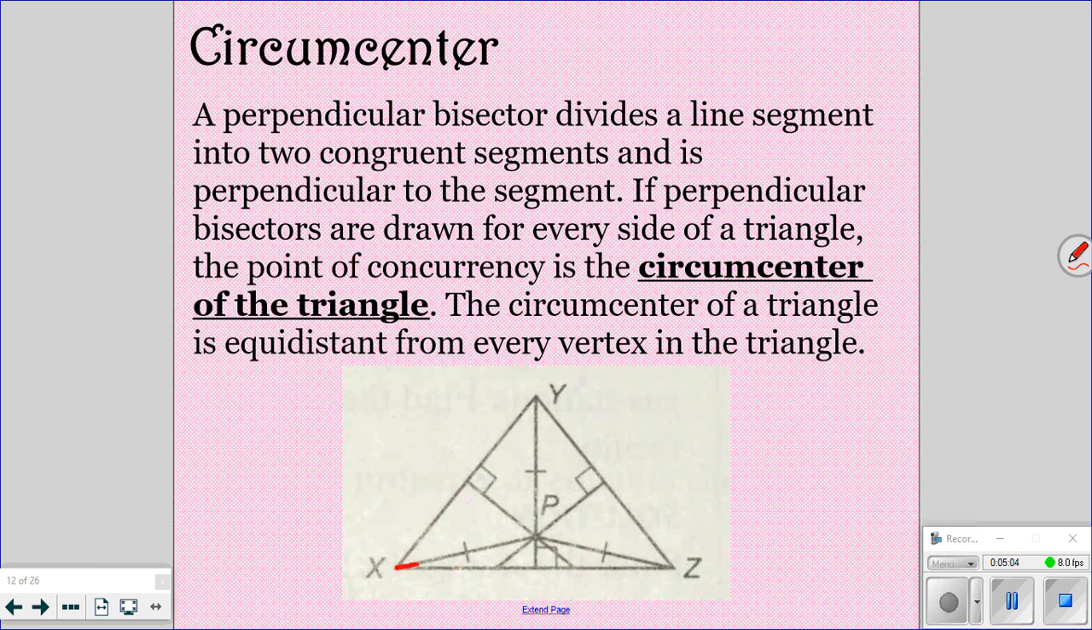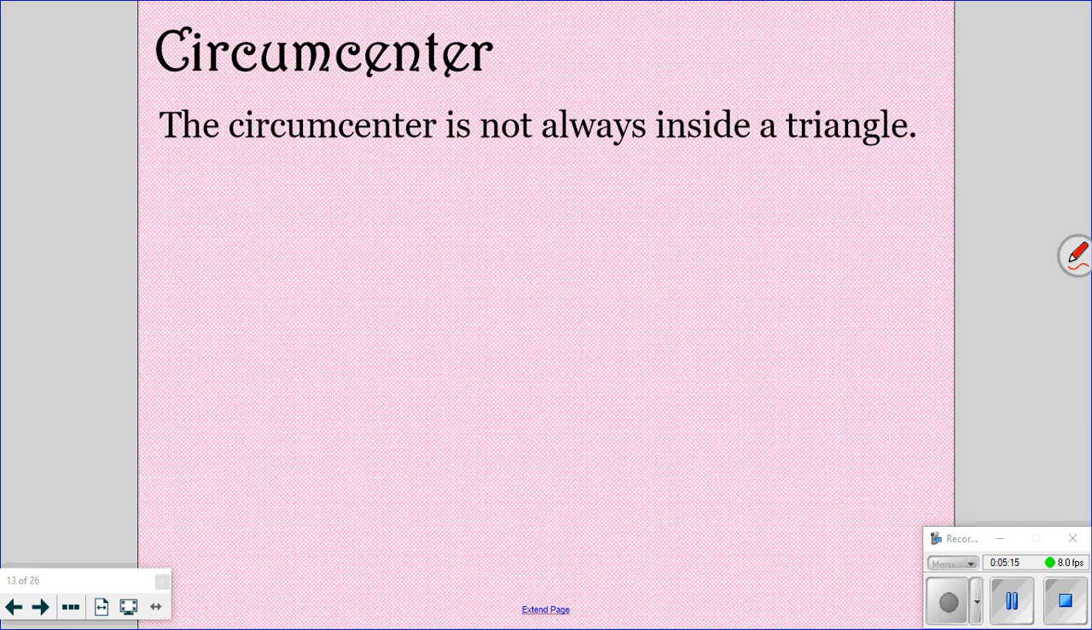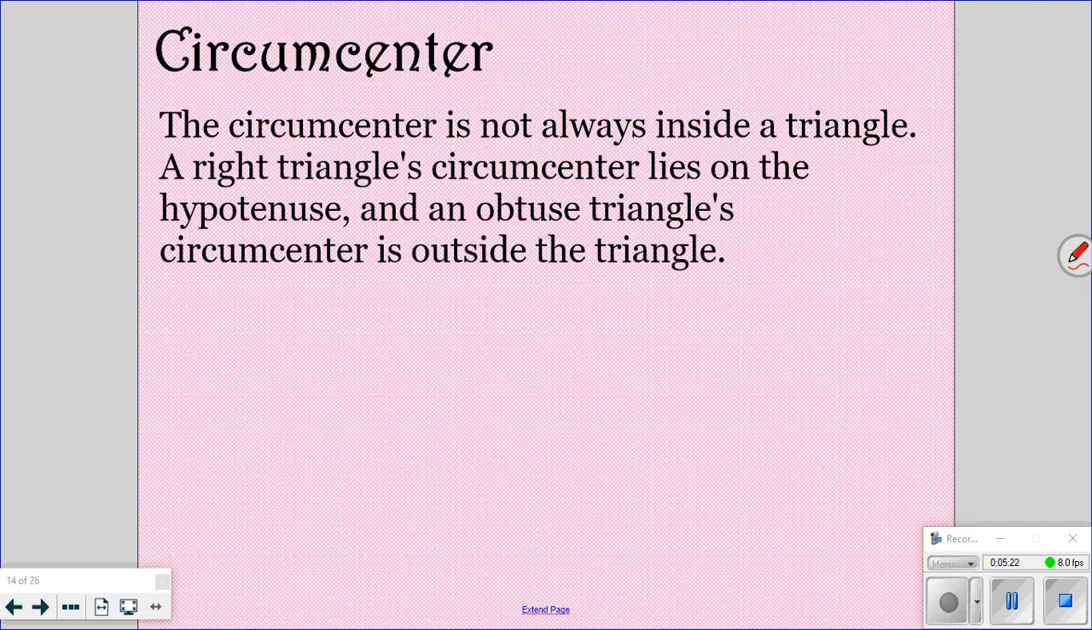This distance here, and this distance here, and this distance here are all three the same. Your circumcenter doesn't have to be inside of a triangle. A right triangle circumcenter is going to be somewhere on the hypotenuse, and an obtuse triangle circumcenter is going to be on the outside of the triangle. For an acute triangle, it is on the inside, but not for a right or an obtuse triangle.